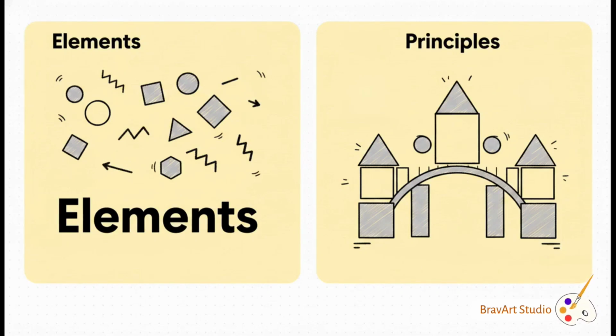And then, on the other side, we have the principles of design. These are the grammar of our visual language. Grammar tells us how to organize words into a sentence that actually makes sense, while the principles tell the artist exactly how to organize those basic visual elements so the artwork successfully communicates its message.